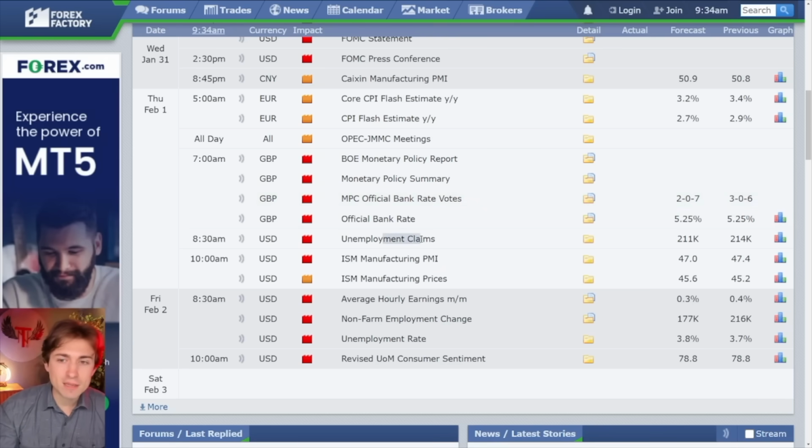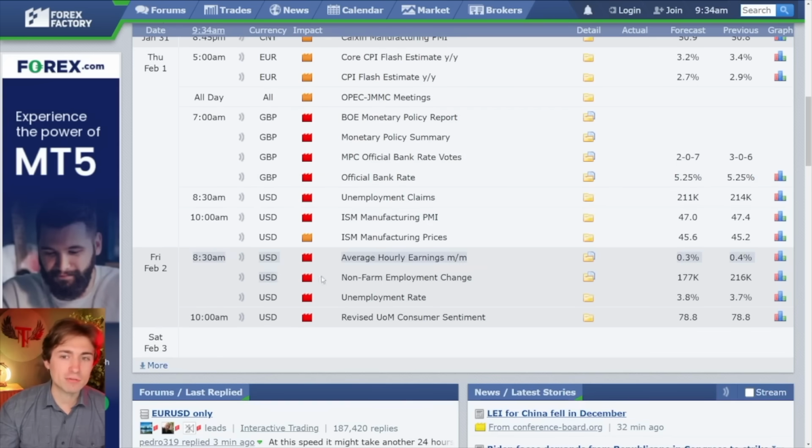We also have claims out of the United States, unemployment numbers and PMIs, manufacturing PMI on Thursday as well at 10 a.m. Eastern time. And finally on Friday, there's another big one. We have the NFP jobs data that comes out 8:30 a.m., as well as consumer sentiment on that Friday as well at 10 a.m. So needless to say, this market is going to move like crazy this week.